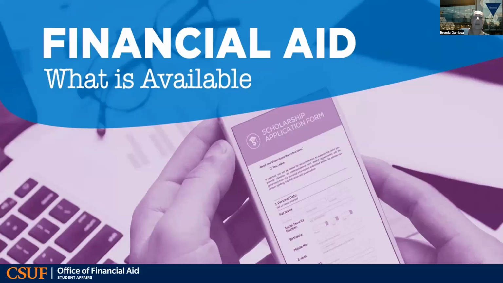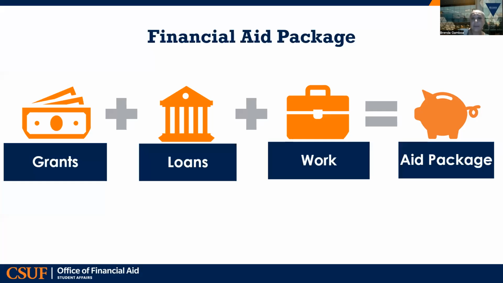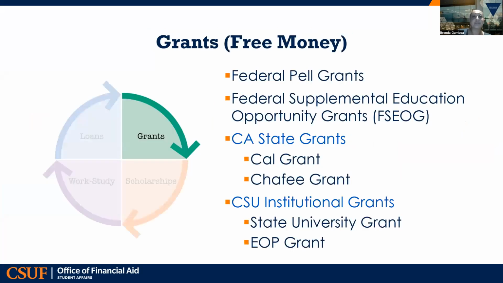So I'll be going over what type of financial aid is available out there. So in your financial aid package, you may see grants, loans, and federal work study. So all these are components of your financial aid package, or could be.